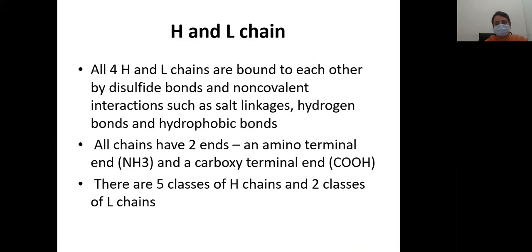All 4 H and L chains are bound to each other by disulfide bonds and non-covalent interactions such as salt linkages, hydrogen bonds and hydrophobic bonds. All chains have 2 ends: an amino terminal, which has the NH3 end, and a carboxyl terminal end. There are 5 classes of H chains and 2 classes of L chains.